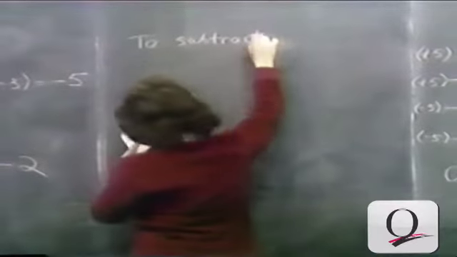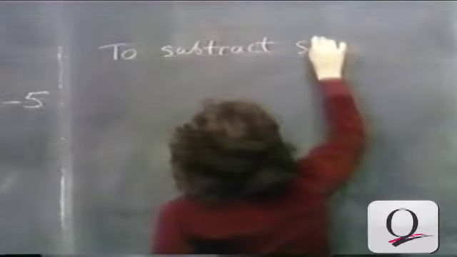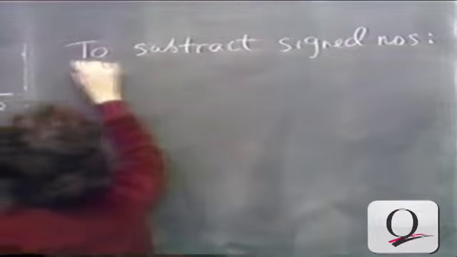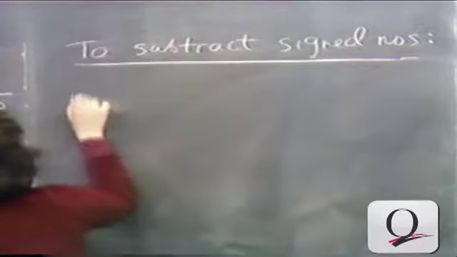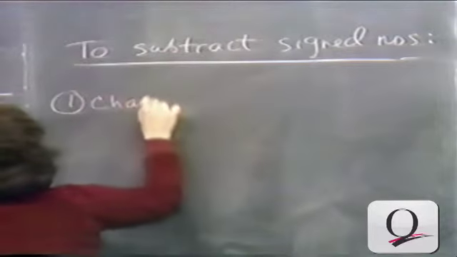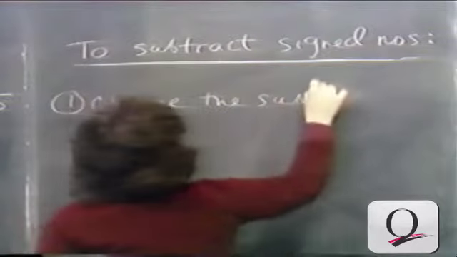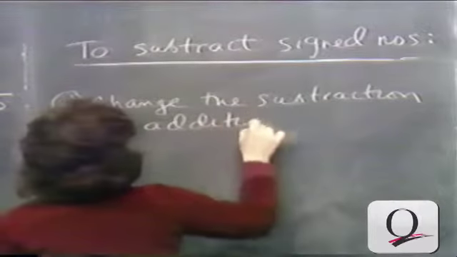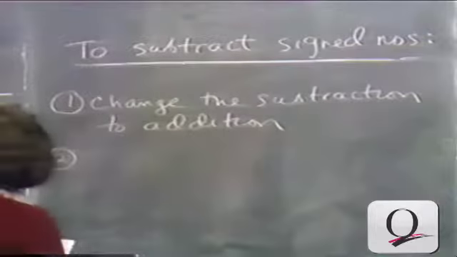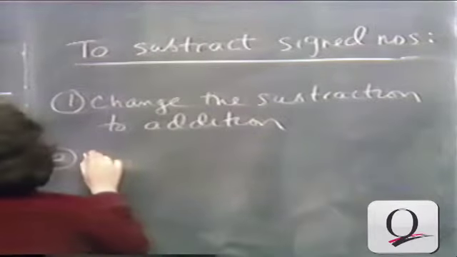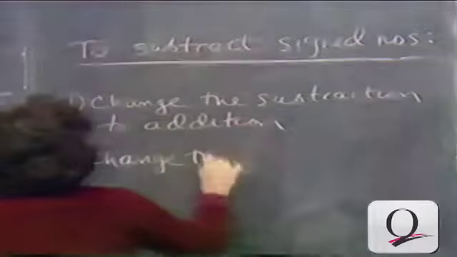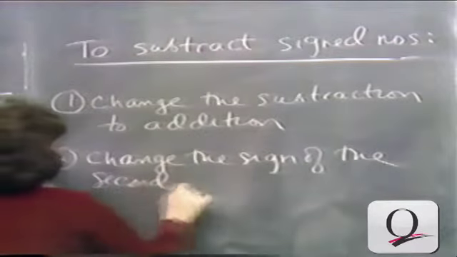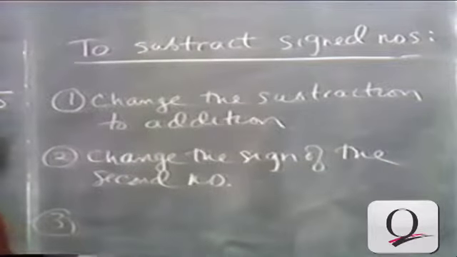To subtract signed numbers, or integers: 1, change the subtraction to addition. 2, change the sign of the second number. 3, follow the rules for addition.